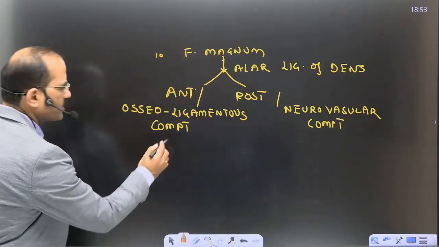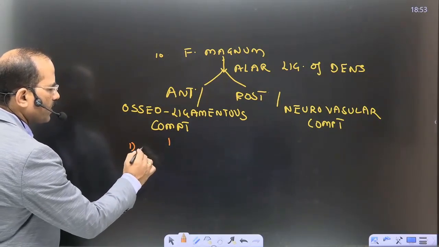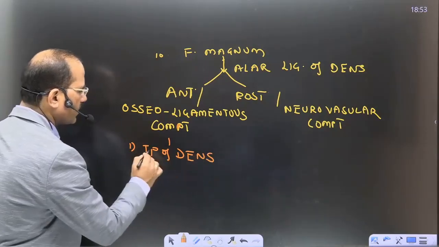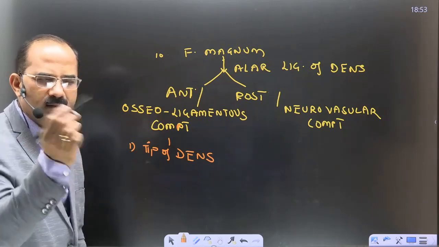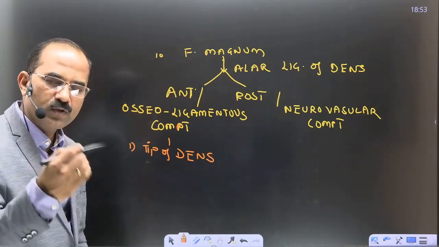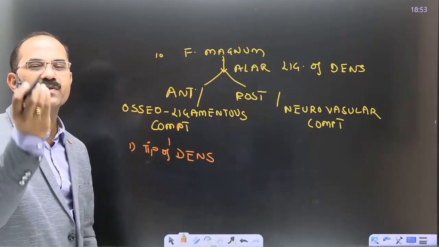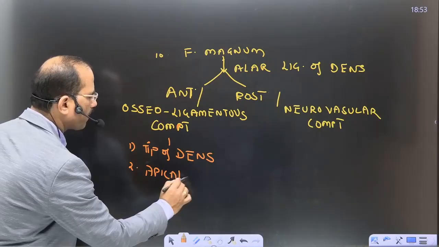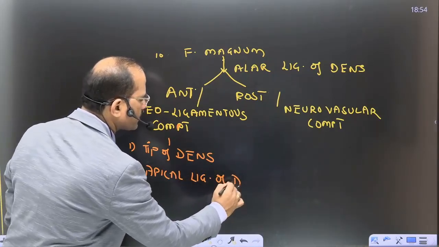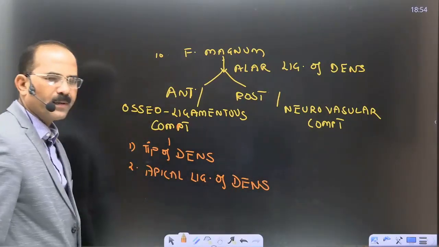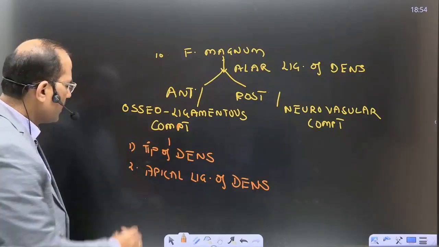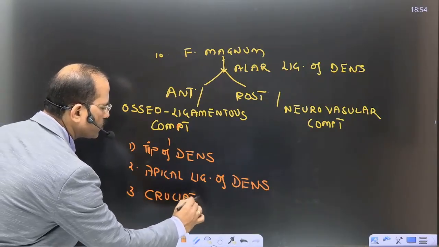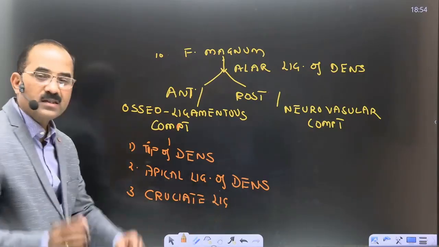Now what are the bones and ligaments which pass through the anterior compartment? One is the tip of the dens. The dens is part of the second cervical vertebra, and the odontoid process of the dens passes through it. Second, the apical ligament of the dens, which I told you is a remnant of the notochord. And third, the cruciate ligament.